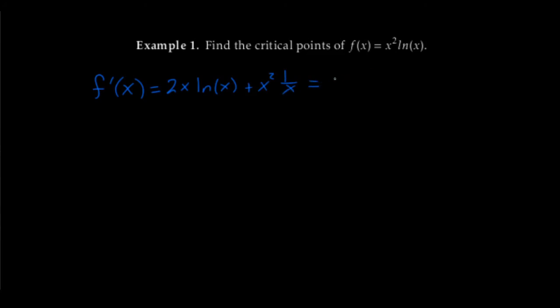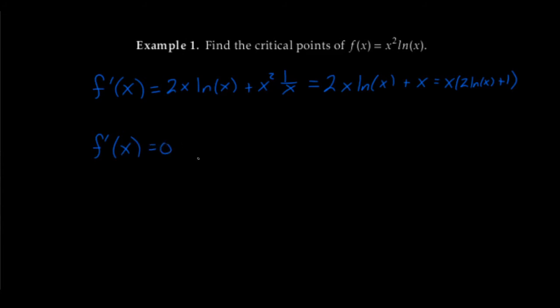Doing a little bit of algebraic manipulation, we can turn this into 2x times the natural log of x plus x. And to finish things off, I'm just going to write this as x times 2 natural log of x plus 1, i.e. I'm going to factor an x out of both terms. So from here, the next thing I should do is I should set my derivative equal to 0 and solve for that.